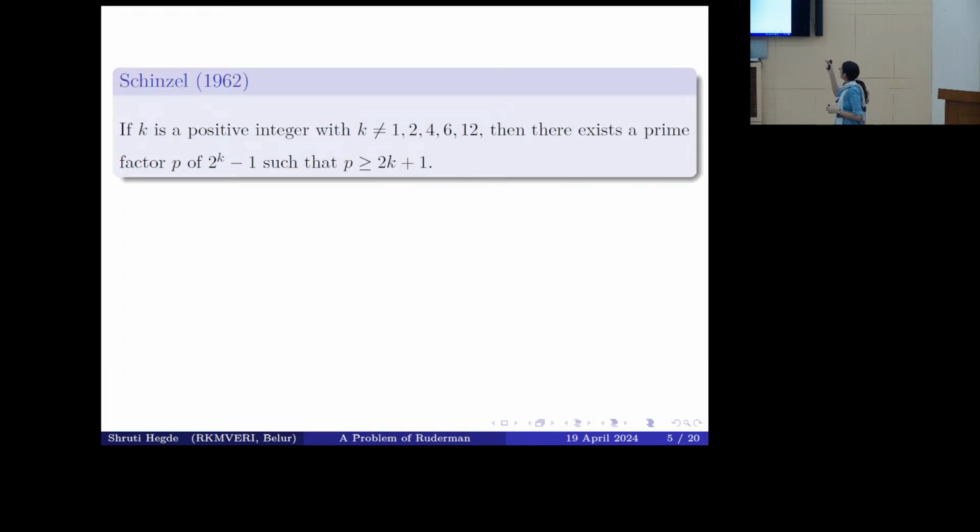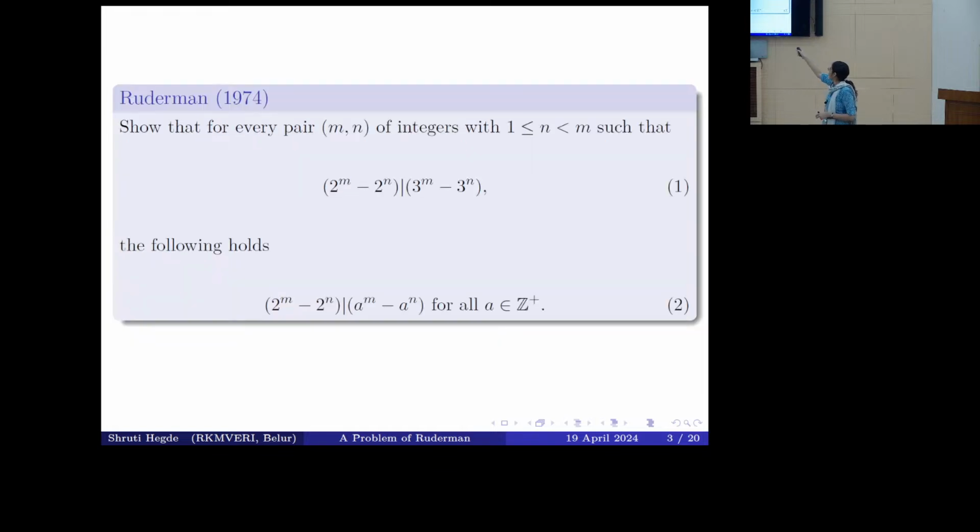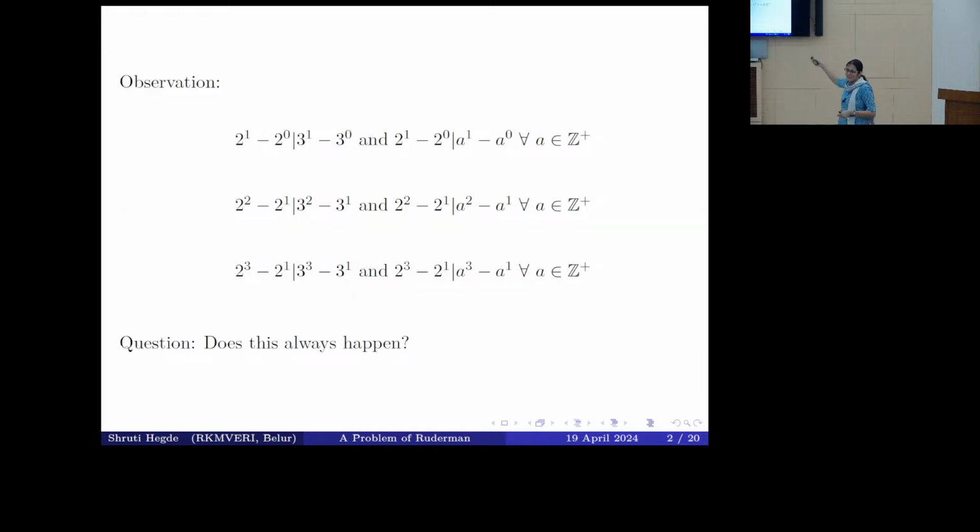There was an old paper of Schinzel. This paper of Schinzel has nothing to do with Ruderman's problem. But there is a result in it which was used by Pomerance. The result is, if k is any integer other than the ones I showed earlier. These are the trivial examples I have given. We will talk more about it.